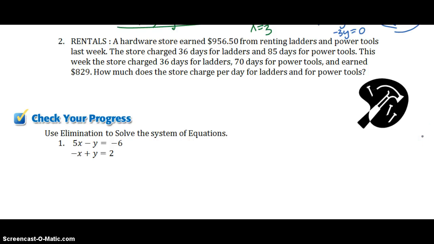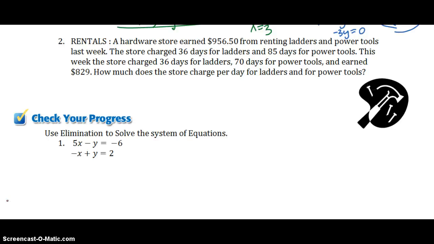A hardware store earned $956.50 from renting ladders and power tools last week. The store charged 36 days for ladders and 85 days for power tools. This week, the store charged 36 days for ladders and 70 days for power tools and earned $829. How much does the store charge per day for ladders and for power tools?